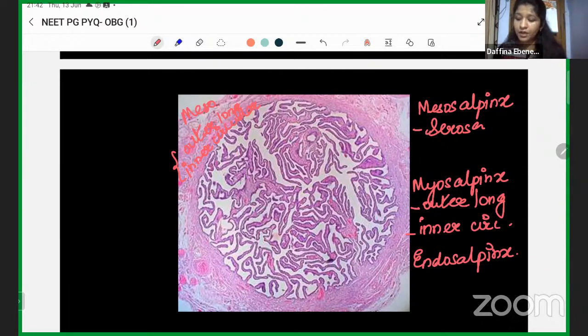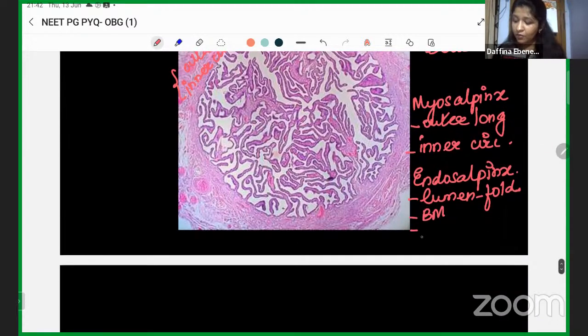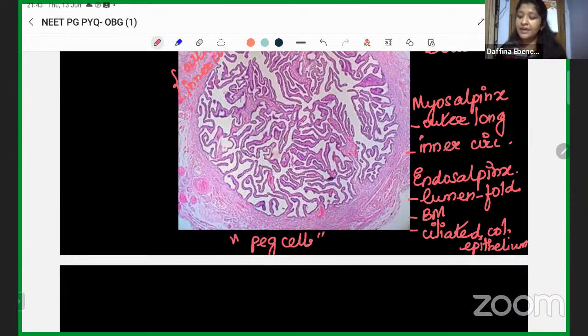Endosalpinx is the lumen of the fallopian tube, which is thrown into folds. Okay, so the lumen contains different folds. Then you will have the basement membrane. Okay, then what is the epithelium of the fallopian tube? Ciliated columnar epithelium. What is one special type of cell that is seen in the endosalpinx? Peg cells. Okay, peg cells are non-ciliated epithelium that help in the capacitation of sperms. Okay, this is a very important question. What are peg cells? Non-ciliated epithelium seen in the endosalpinx of the fallopian tube that helps in capacitation of the sperms.